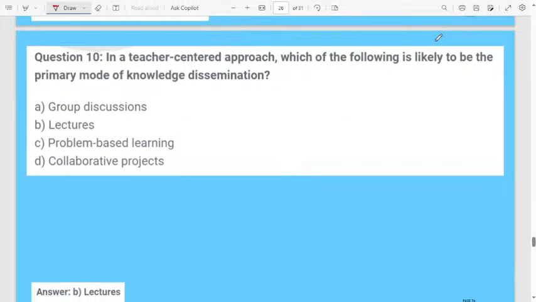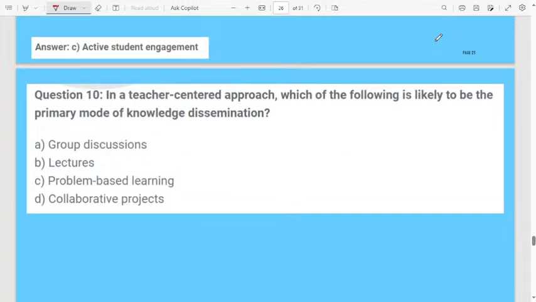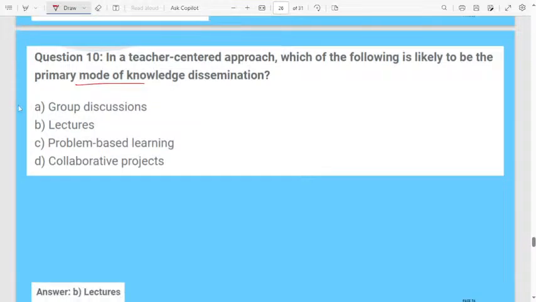Next question. In a teacher-centered approach, which of the following is likely to be the primary mode of knowledge dissemination? Option A, group discussion. Option B, lectures. C, problem-based learning. D, collaborative projects. Option B, lectures. Normally the teacher-centered method is one way. The teachers give the lecture continuously. They start explaining the concept continuously. Therefore, it is a lecture-based method.